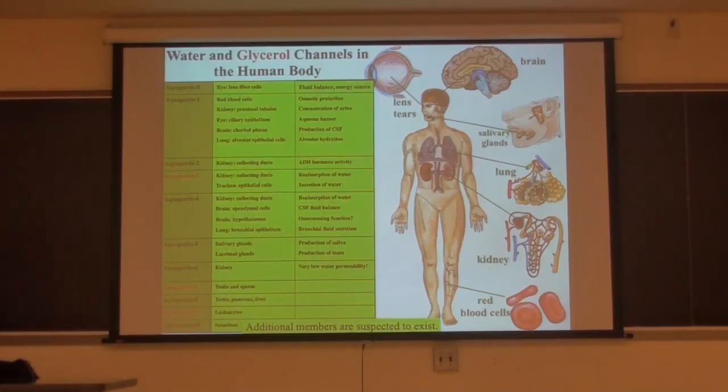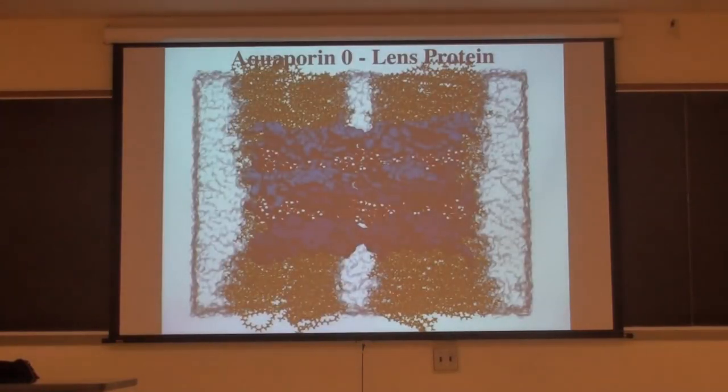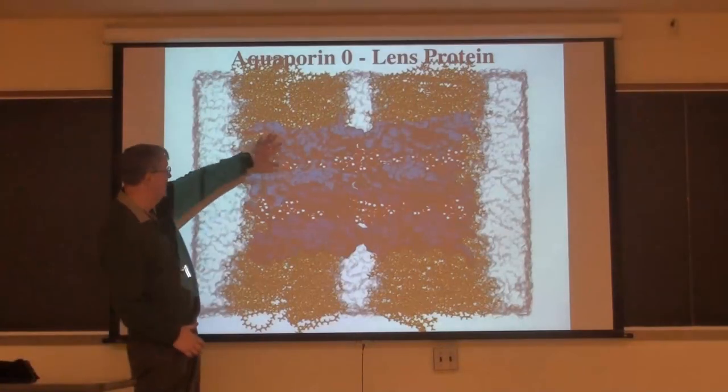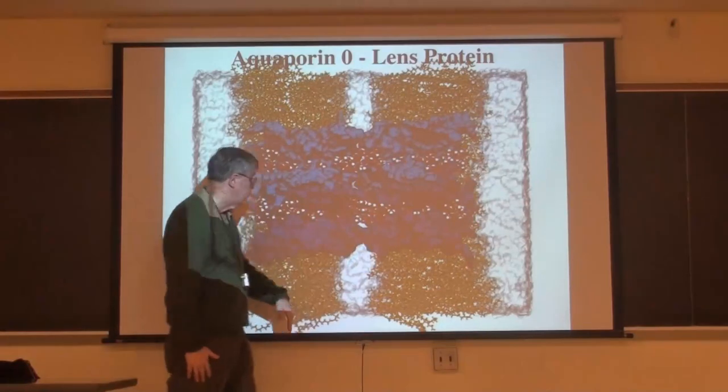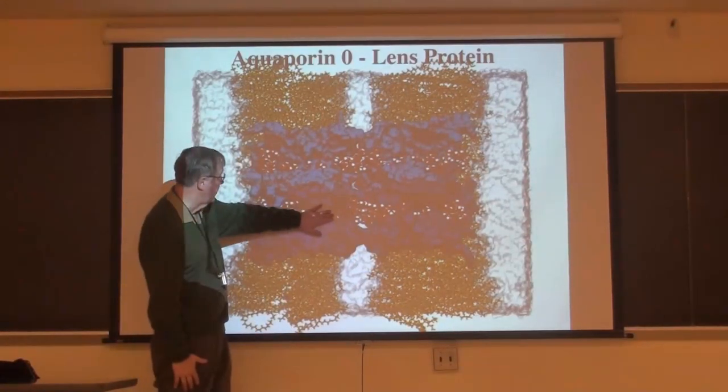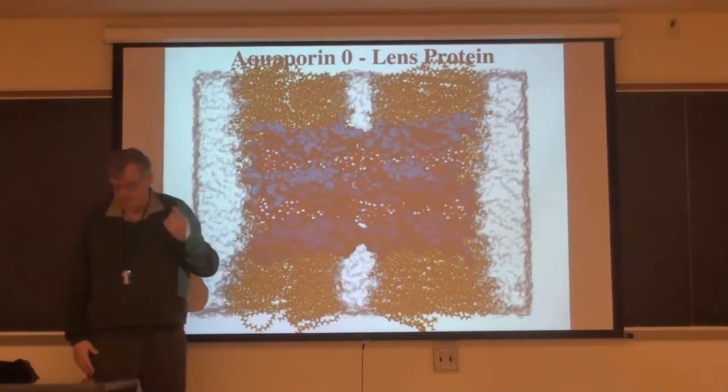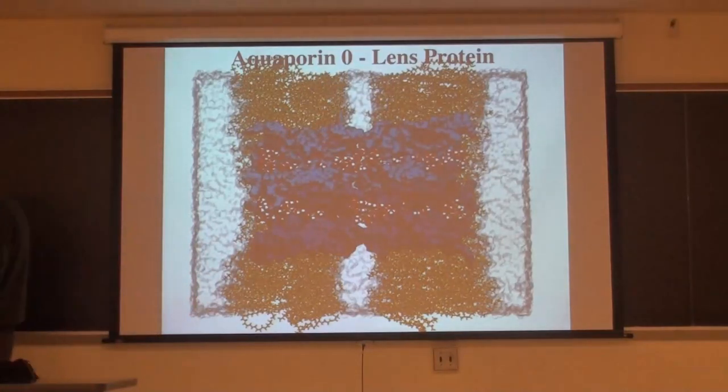So I want to show you how they look in the lens. In the lens, you have one supercell. So you have here a membrane that divides one lens cell from the next lens cell. And here you see that the aquaporins don't form one channel, they always come as a tetramer. So they always form four channels. Why, I will tell you in a second. So they always come as four. You see two here, the other two I don't show.